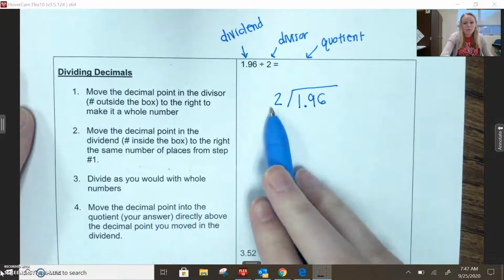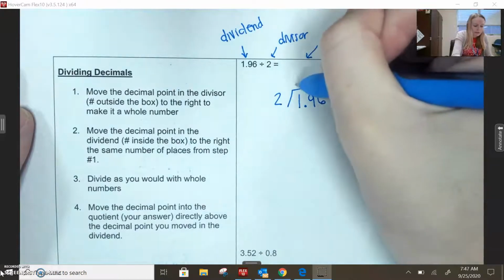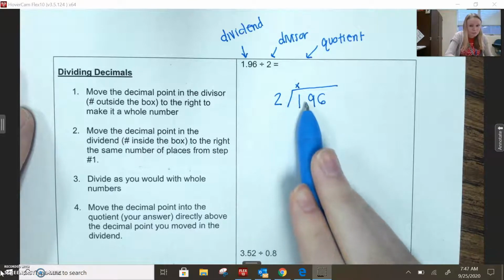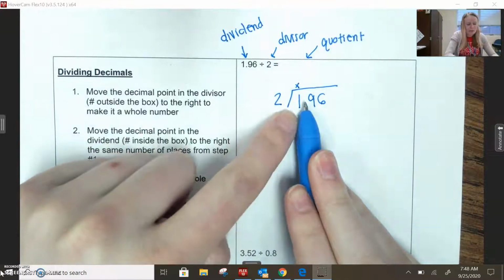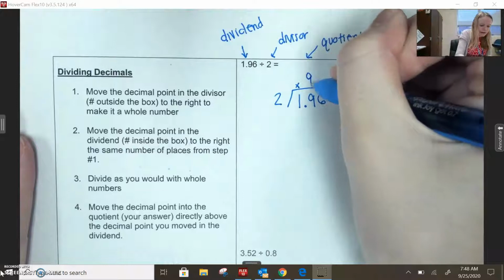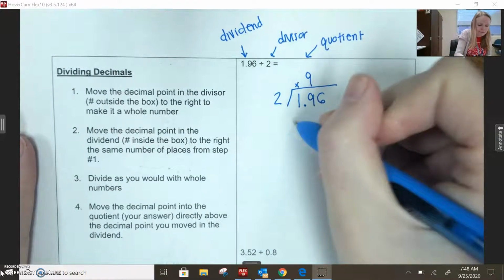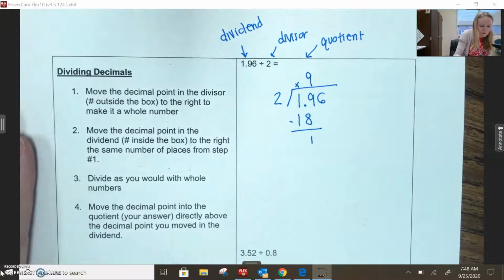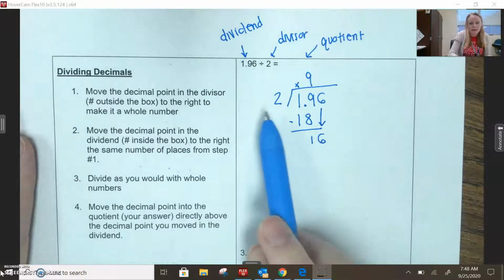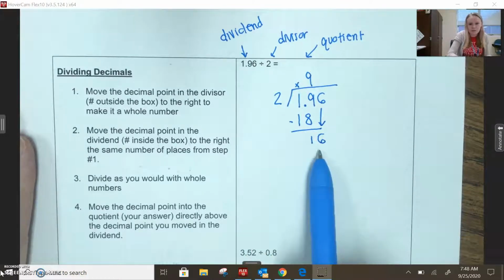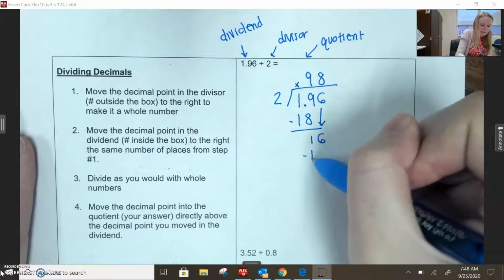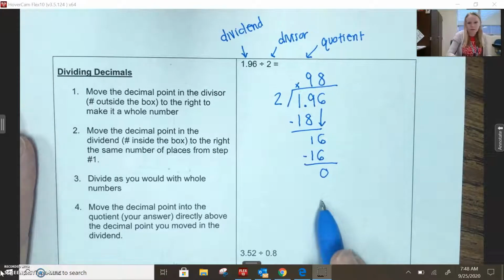So I'm going to look at this 2. This 2 cannot go into this 1. So I can either put an X, I know some people put a 0, either one is fine. We're ignoring the decimal right now, it's not there. So now I'm going to see how many times can 2 go into 19. Well, 2 can't go into 19 evenly, but I could still fit 9 2's in there. So 9 times 2 is 18, which gives me 1. Then I bring down my 6 to get 16. Now I have to see how many times can 2 go into that 16. Well, that can go in there evenly 8 times. So now 8 times 2 is 16, which means I'm going to get 0, so I'm done.